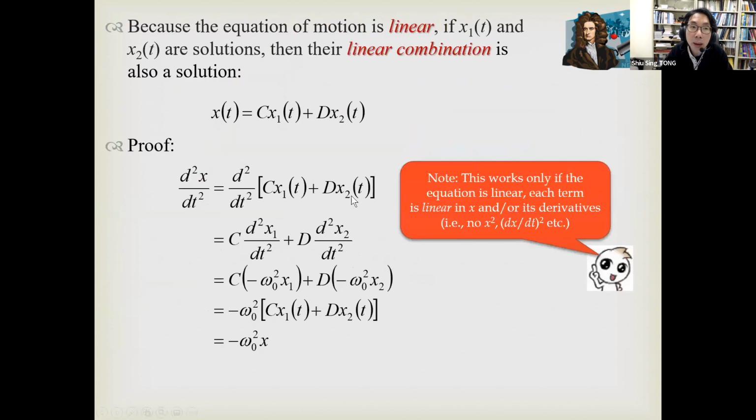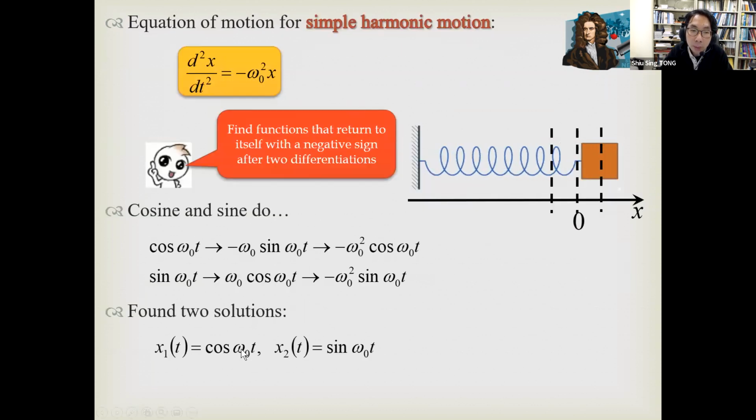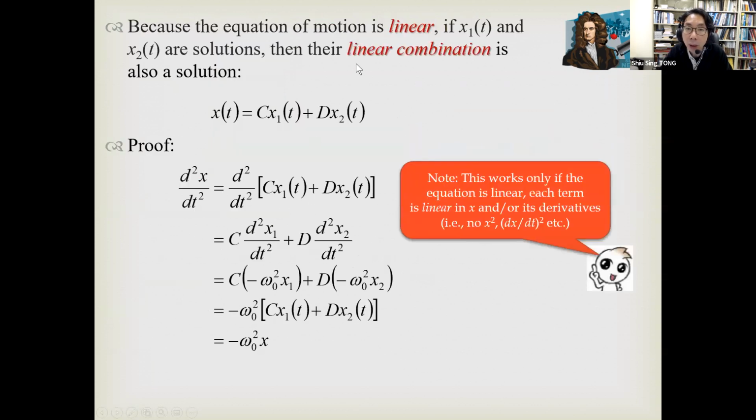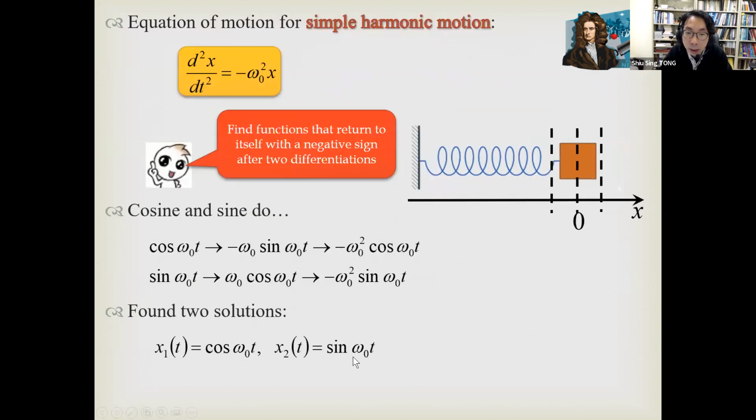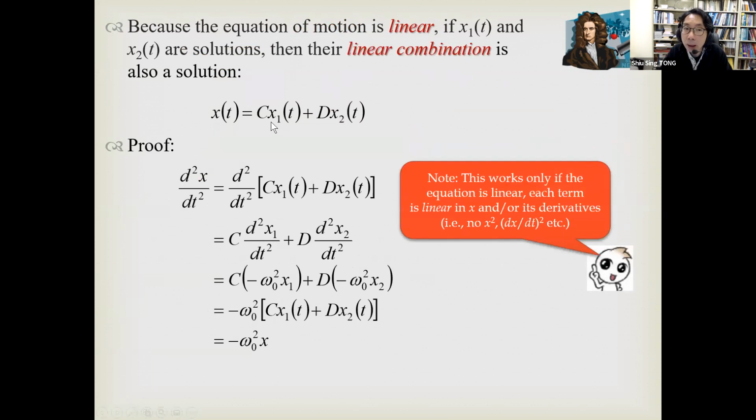In general, we can say that a linear combination of these two solutions is also a solution to the problem. What is called a linear combination? If x1 stands for the cosine and x2 stands for the sine, and they are multiplied by arbitrary constants c and d and summed together, this x is also a solution to the problem. How can we prove it? The proof is easy. We just substitute x into the differential equation.